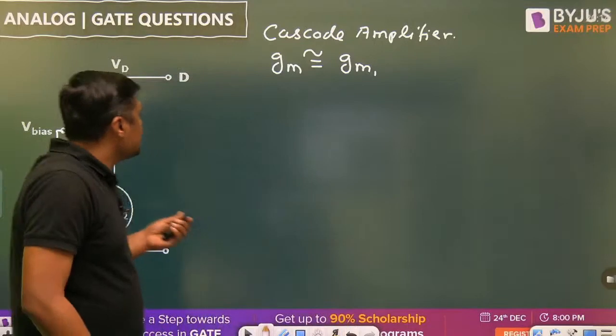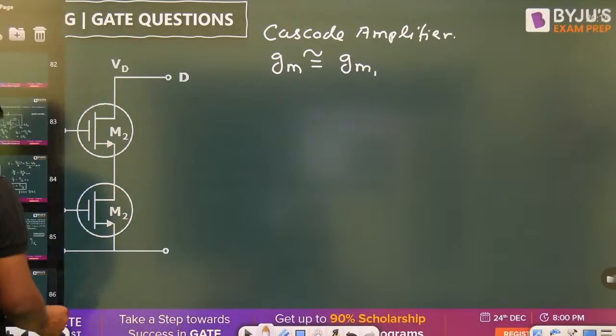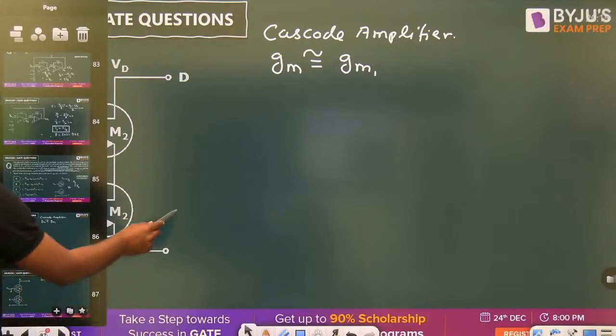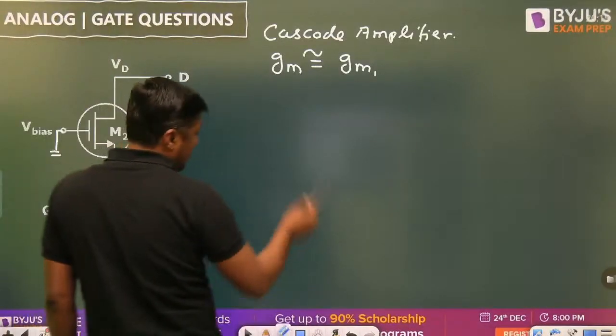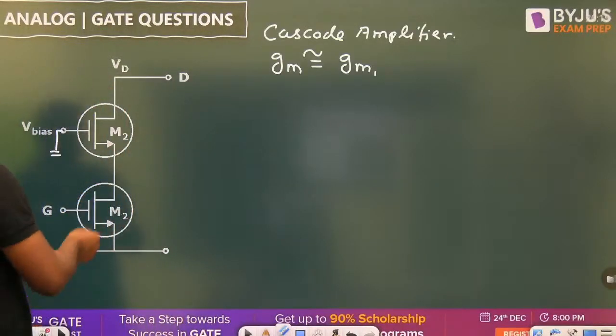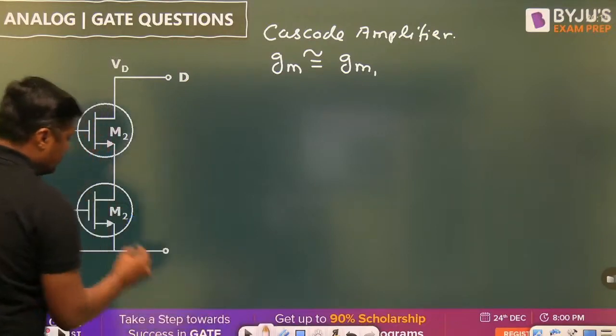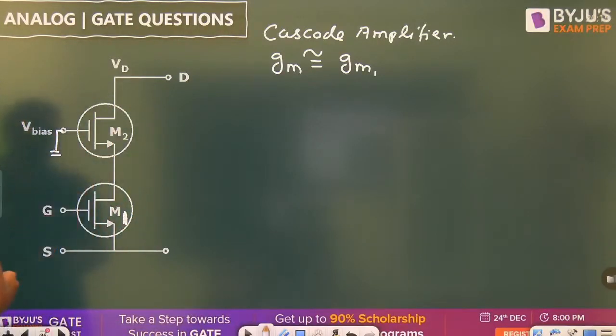So I will draw the simple small signal model and you will get the idea about that. Okay, what is the model here? Now, in the model, it is a cascade amplifier. Already I have written GM is nearly equal to GM1. Right, this is the first one. This is the second one.